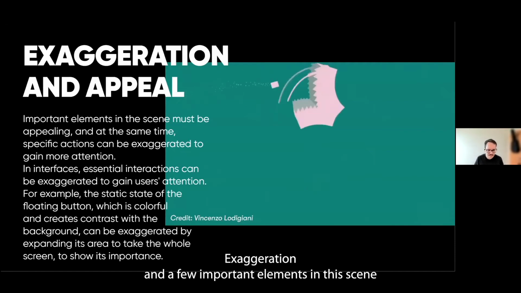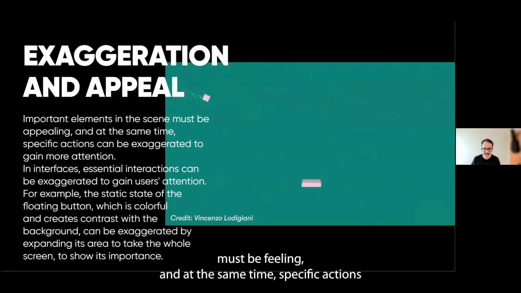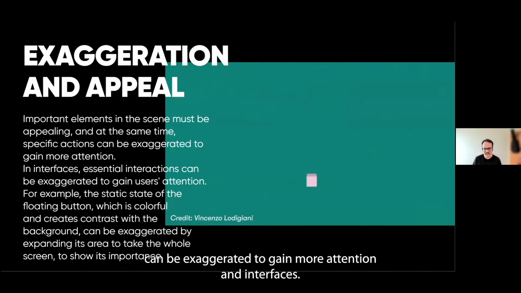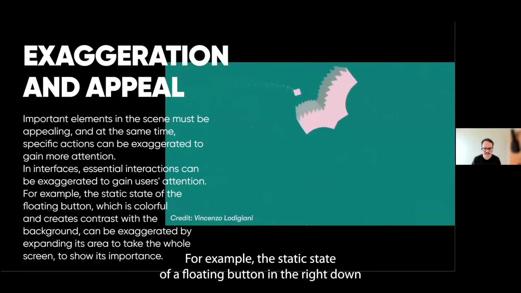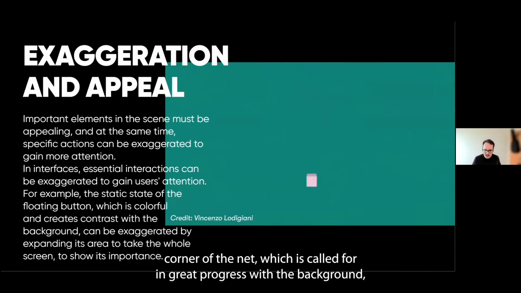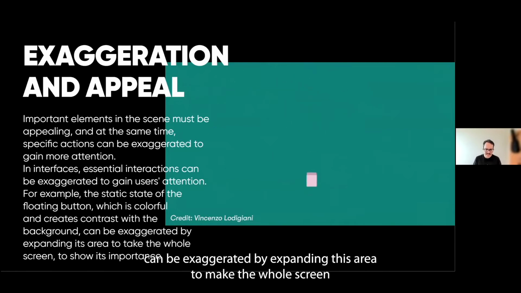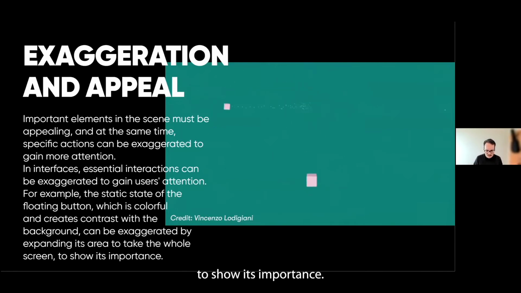Exaggeration and appeal. Important elements in the scene must be appealing, and at the same time, specific actions can be exaggerated to gain more attention. In interfaces, essential interactions can be exaggerated to gain user attention. For example, the static state of a floating button in the bottom right corner of an app, which is colorful and creates contrast with the background, can be exaggerated by expanding it to fill the whole screen to show its importance.